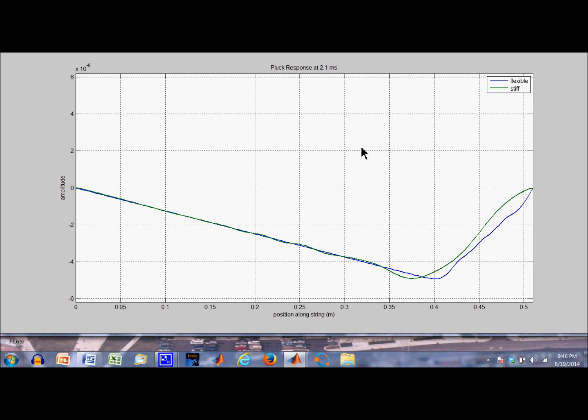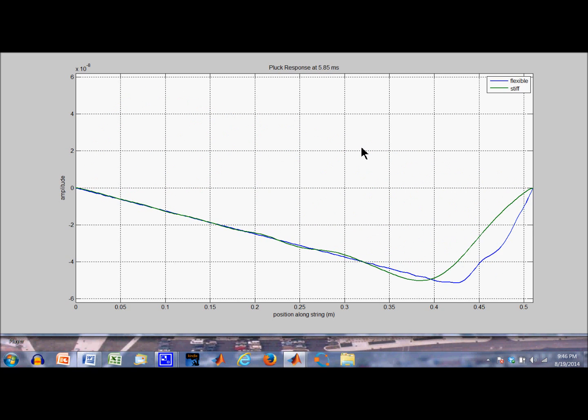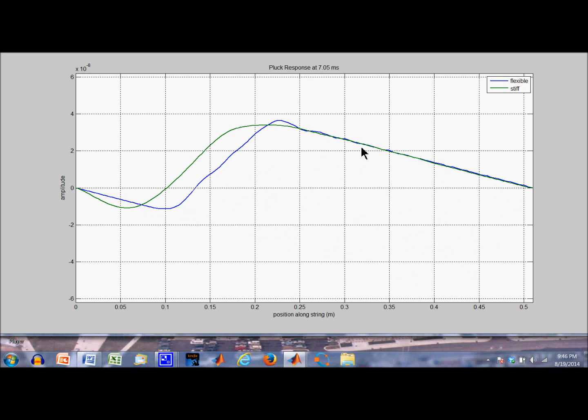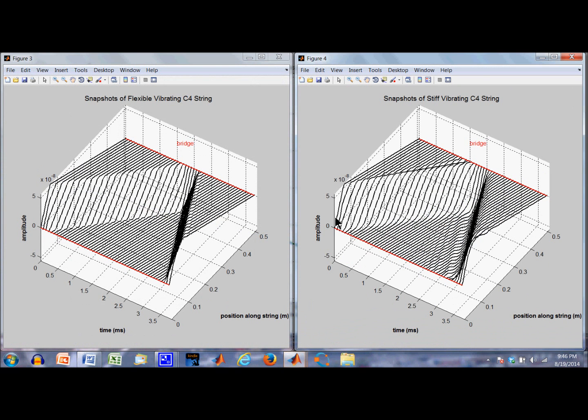One of the things you can see happening here is the stiff string is starting to lead the flexible. Okay, that's almost 10 milliseconds of simulation. Let's take a look at one cycle for each case.